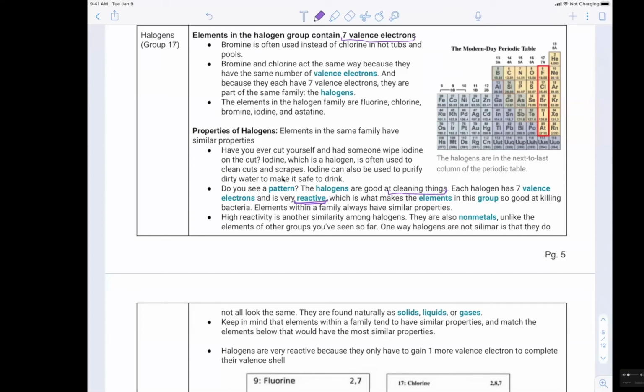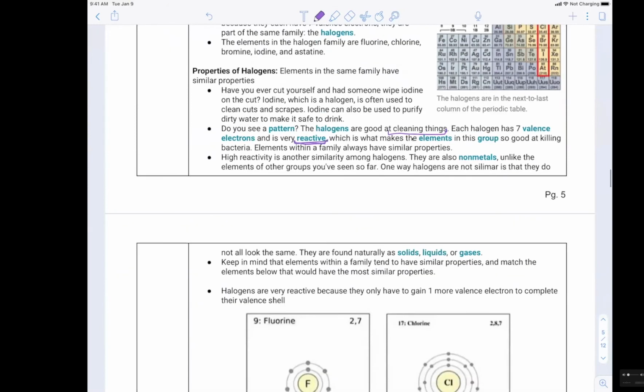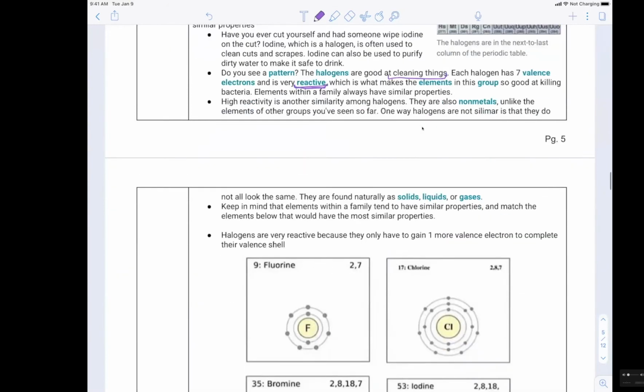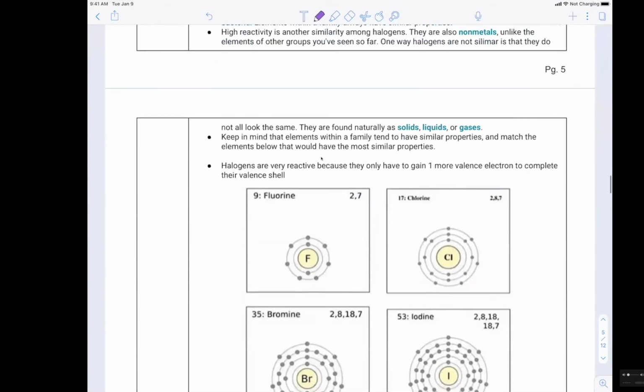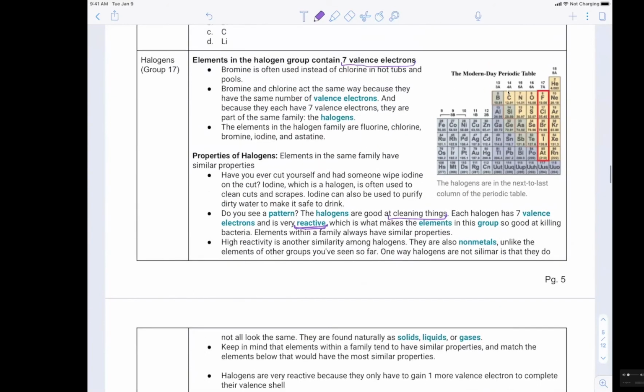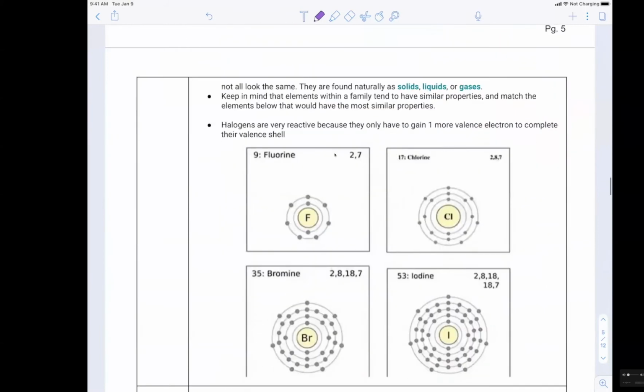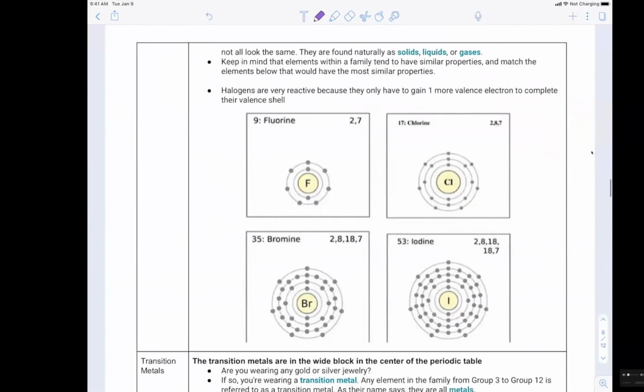Iodine can be used to make dirty water safe to drink. So these are all very reactive elements. And basically halogens and your alkali metals are the most reactive elements. And the reason why halogens are so reactive is because since they have 7 valence electrons, they only need to gain 1 more valence electron to complete their valence shell, or their outer shell.